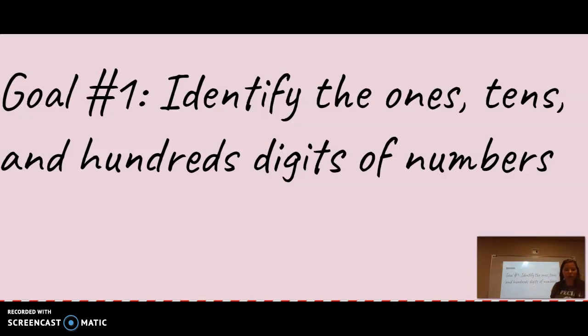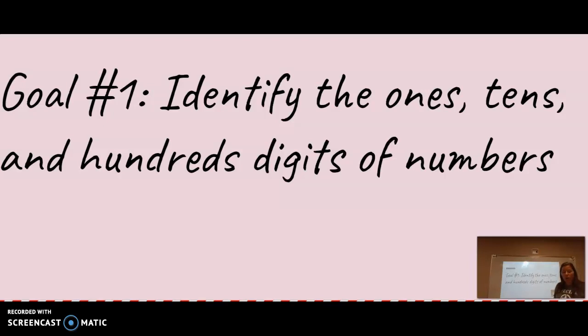All right, so go ahead and say the word identify. 1, 2, 3, identify. When we identify, it means that we find or point out something. It's like we are a detective looking for something. We want to look for ones, tens, and hundreds digits of our 3-digit numbers.